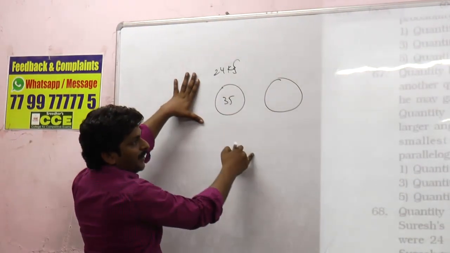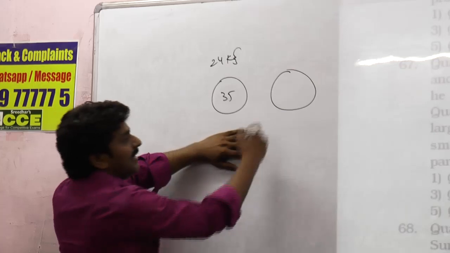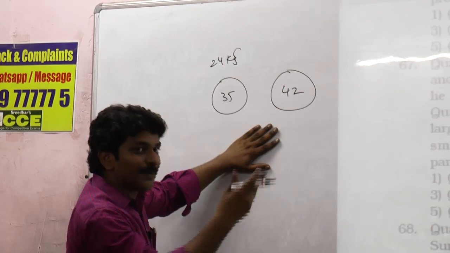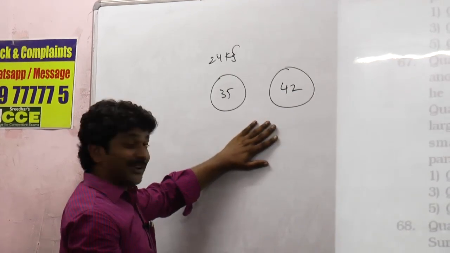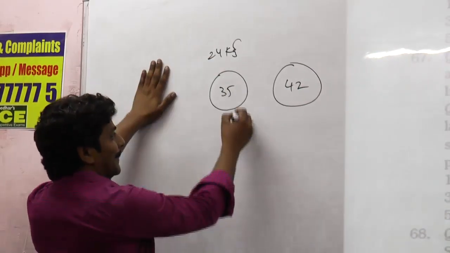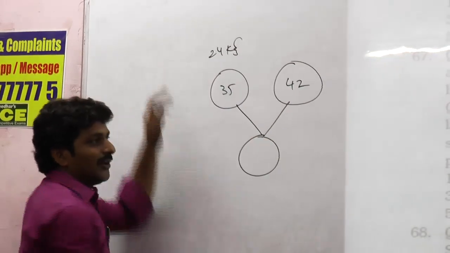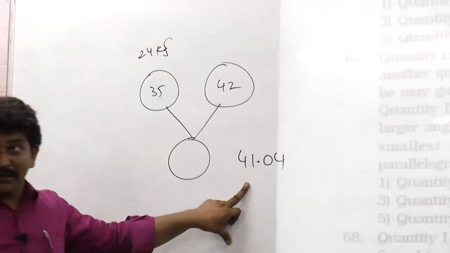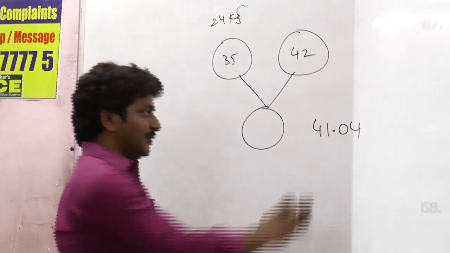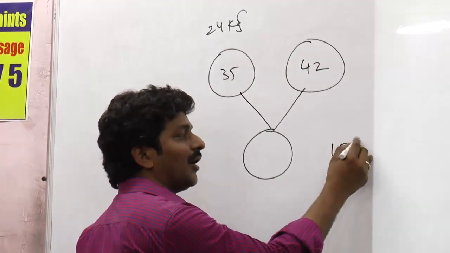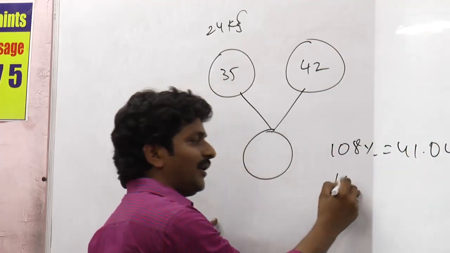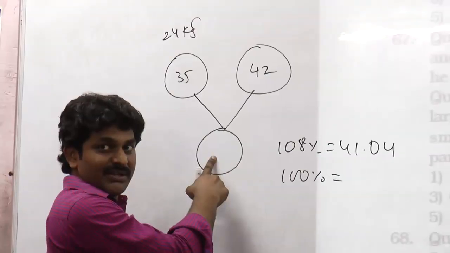Quantity is 24 kgs, worth 35 rupees per kg. Second variety, 42 rupees per kg, not 42 kgs per rupee. And for the mixture you are given 41.04, but thereby gain 8%. So this is the selling price, which is 108%. 41.04, and you need to calculate 100% and use the cost price here.